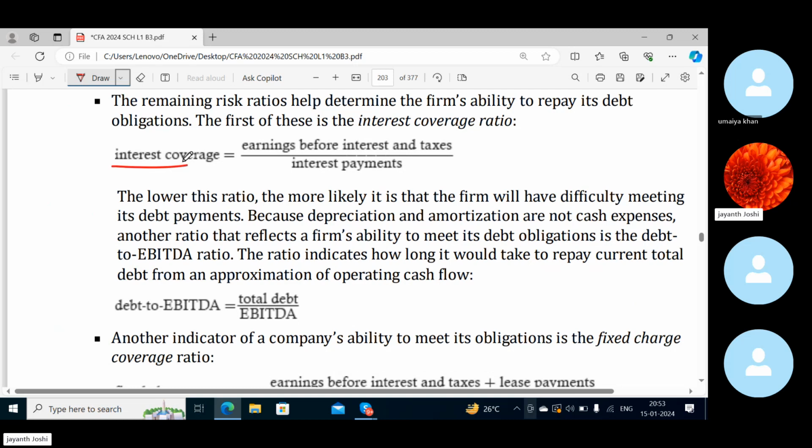Interest coverage ratio. What does this ratio tell? This ratio tells what is the capacity of company to make the fixed interest payments, and this ratio is more often checked by the debt holders of the company.